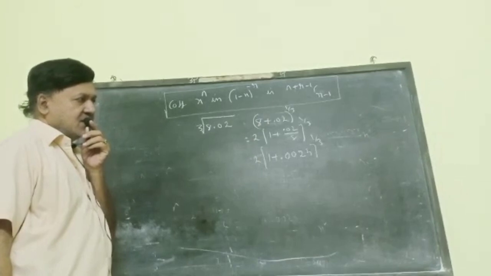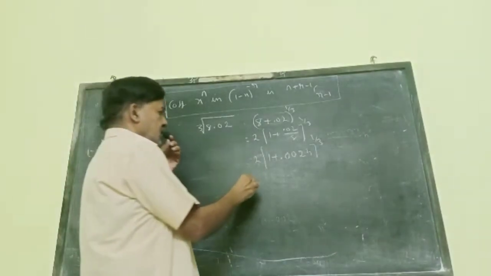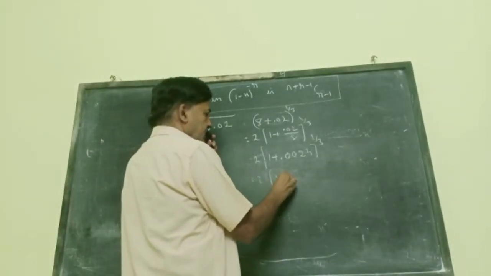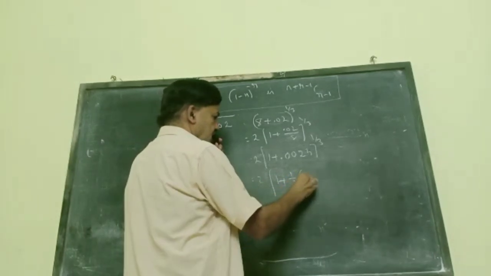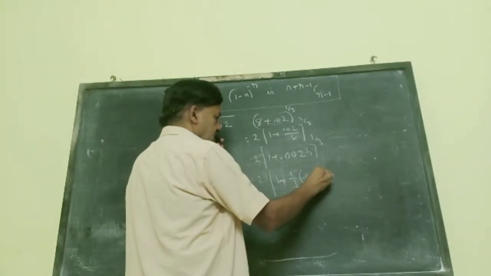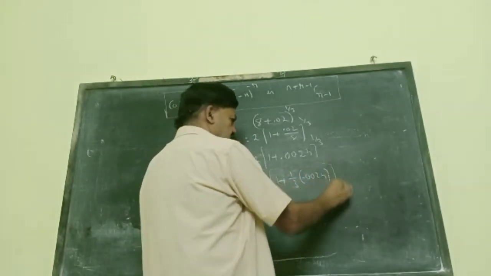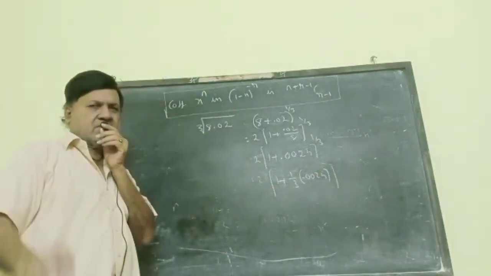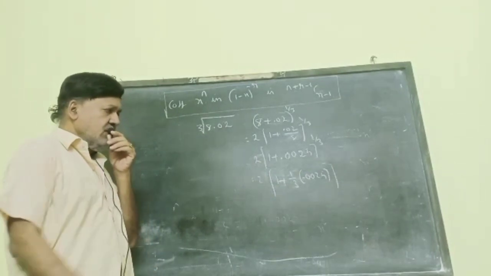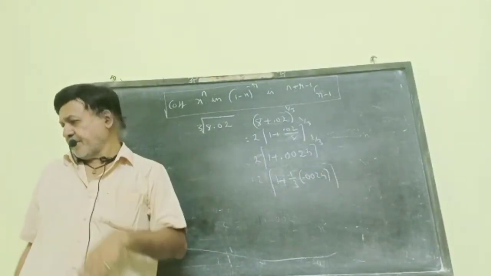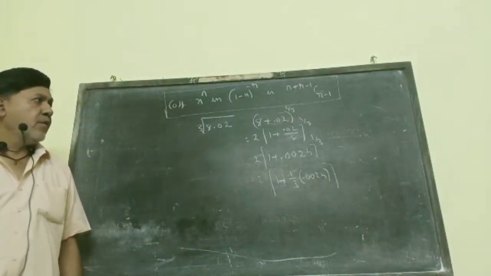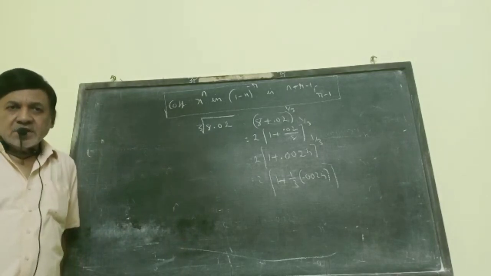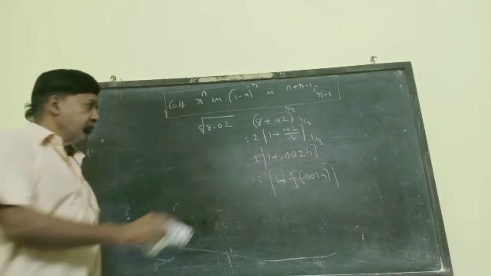You get like this, right? Now 2 into (1 + 1/3 into 0.0025). That's it, this is enough, because (0.0025) whole square you can neglect. So you can simplify this. Yes, understood? I think we are fine.